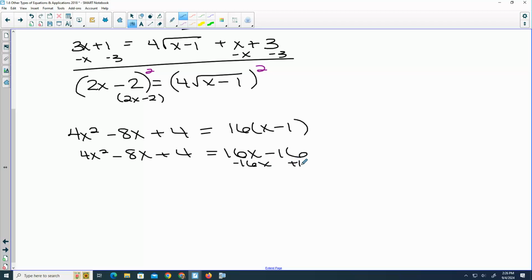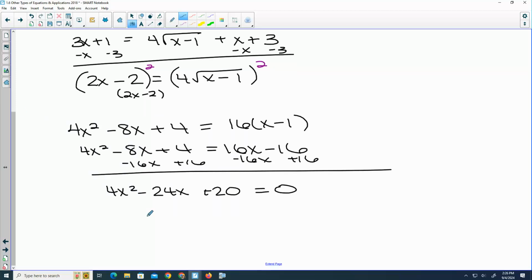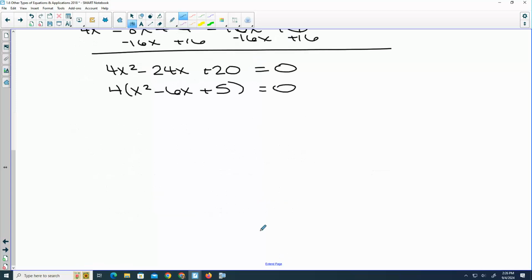Quadratics, we always set equal to 0. x squared minus 24x plus 20. Now what? Okay. Don't forget your GCF. If you try to slip and slide without taking that out, you won't get the right answer. So we need two numbers that multiply to positive 5 and add to negative 6.